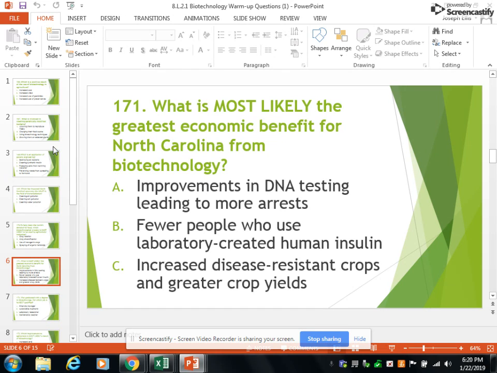What is most likely the greatest economic benefit for North Carolina from biotechnology? Okay, for this one, the answer should be, I haven't been over these, so I'm trying to read them as we go. C, increased disease-resistant crops and greater crop yield. So you want more bang for your buck. You want more crops harvested, and you want crops that are resistant to diseases. Kind of like we make vaccines for us to keep us healthy, so we also need those things in our crops.